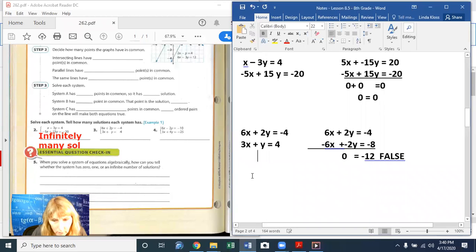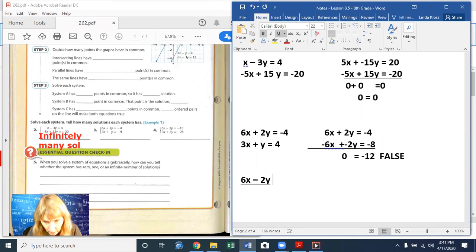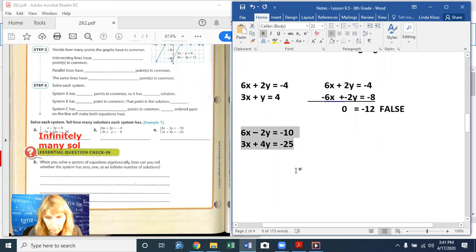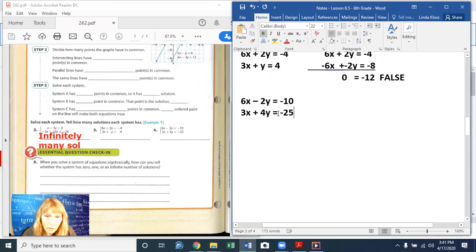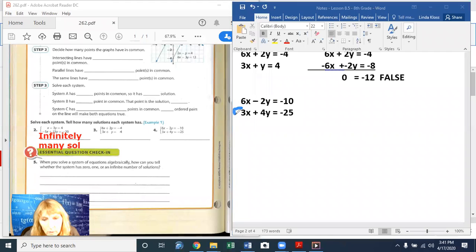And the last one here, I want to do this. Okay, the next one is 6x minus 2y equals negative 10, and 3x plus 4y equals negative 25. I don't want anything underlined there. See if I have enough space. Yes. So what can we multiply one of the equations by to get rid of one of the variables? Well, I'm going to do this one, and I'm going to multiply it by negative 2.